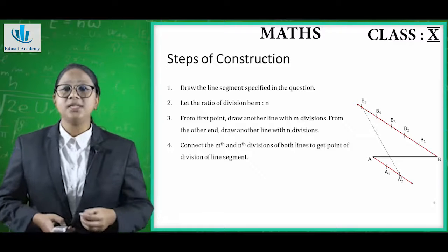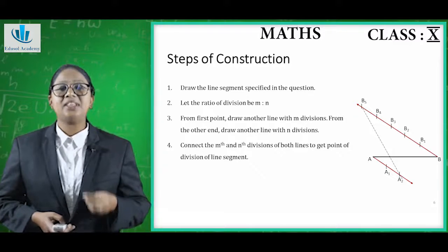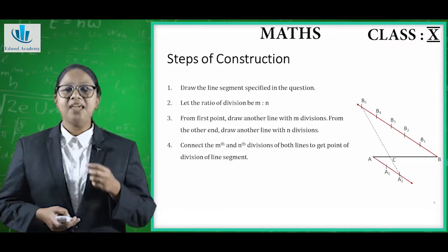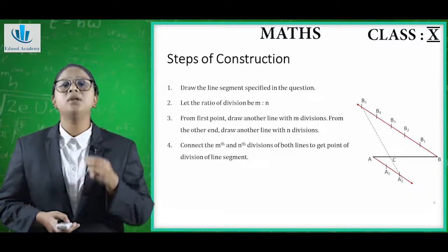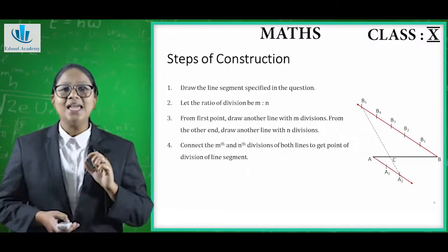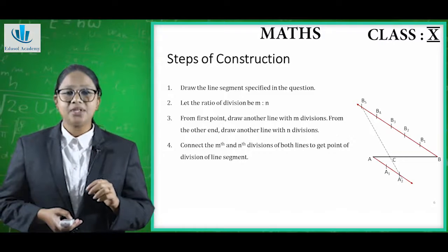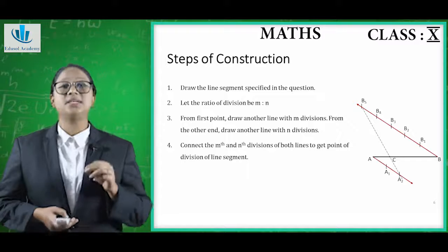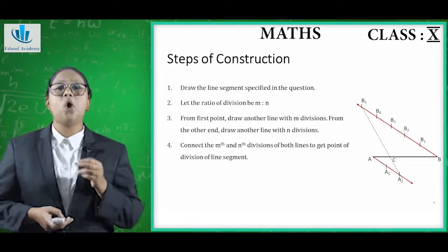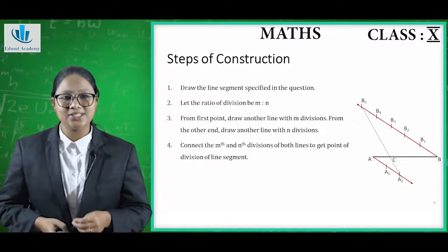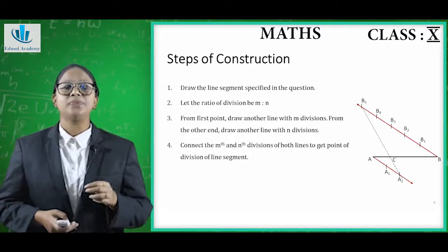And from the other end, draw another line with n divisions, that is BY from B with 5 divisions, B1 to B5, 5 divisions. Now connect the mth division and nth division of both the lines to get the point of division of the line segment. So join A2 and B5 to get C.